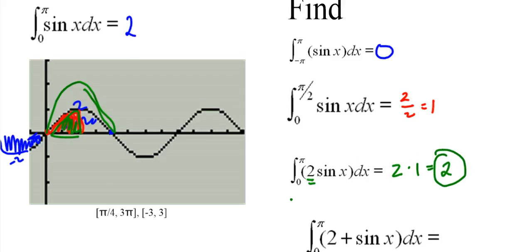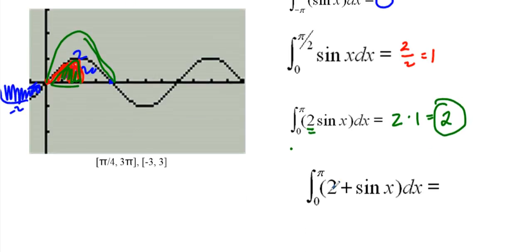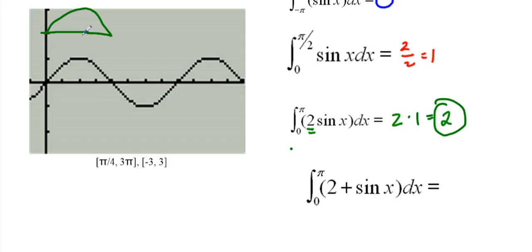Here we go. Let's check out another one. Let's say I have 2 plus sine of x. So what happens when I have 2 plus sine of x? I'm going to clear this out right here. All right, if I have from 0 to pi of 2 plus sine of x, what happens when you have 2 plus sine of x? Well, what we do is we move everything up 2. So right here, this is moving up like this. And now we have our graph like so. But now it's shifted up.